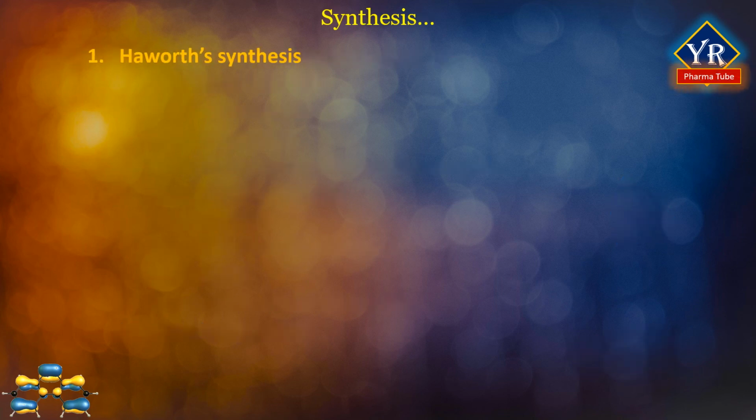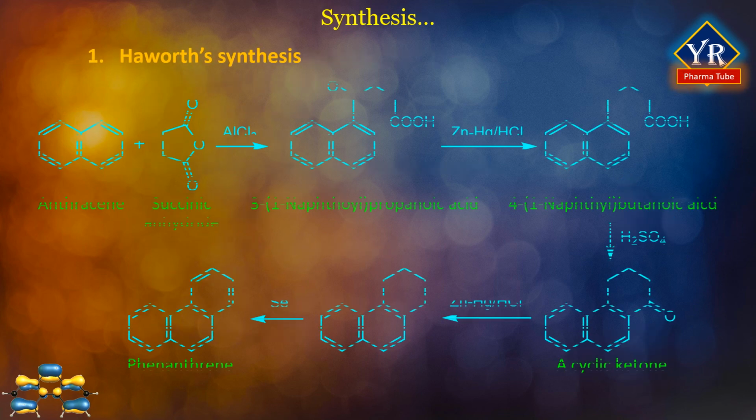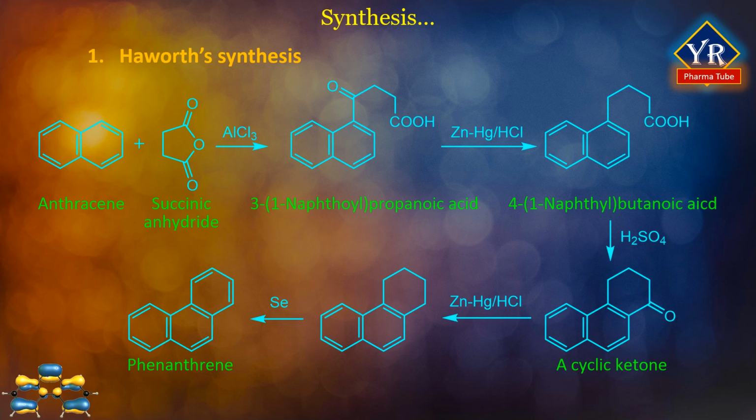Synthesis of phenanthrene by ring closure, or Haworth's synthesis. This method involves 5 steps. The first step is a Friedel-Crafts acylation reaction, in which naphthalene reacts with succinic anhydride in the presence of aluminum chloride, resulting in the formation of 3-(1-naphthyl)propanoic acid.